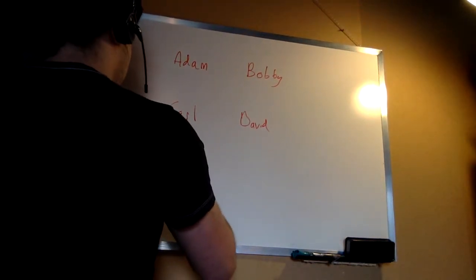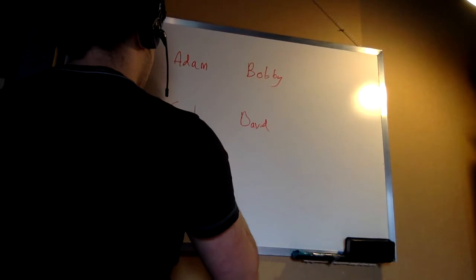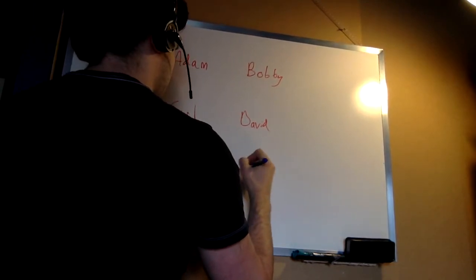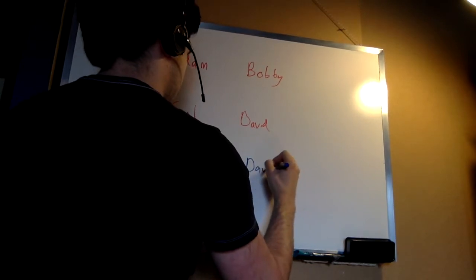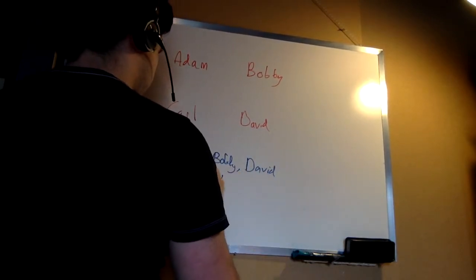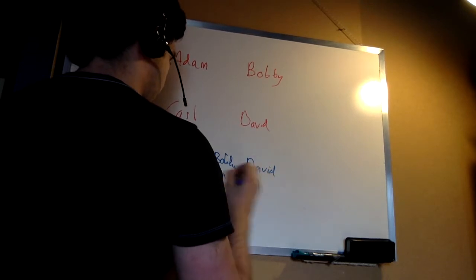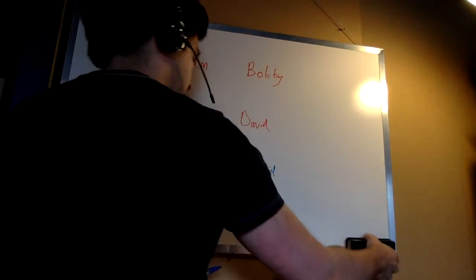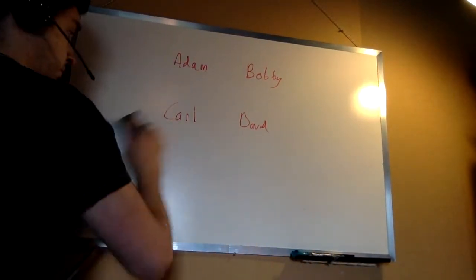So we could have Adam, Carl, Bobby, David. Or we could swap these two, or we could swap these two. It doesn't matter. These are all valid solutions. Okay, so topological sort handles that correctly. What's another example? Ooh, let's try a path.